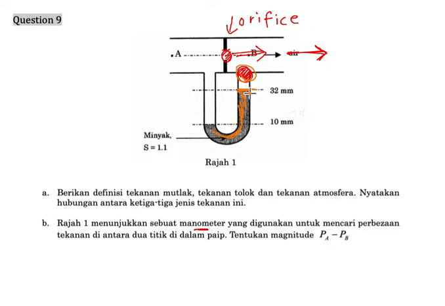I hope you could understand how to draw a manometer based on the idea of velocity and pressure. Then the difference of this height is 32 minus 10 mm, so it is only 22 millimeter. The question is, we need to calculate the pressure difference between point A and point B here.